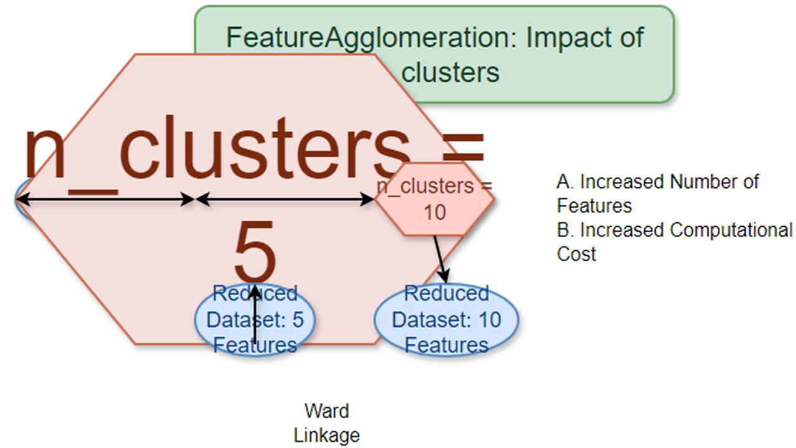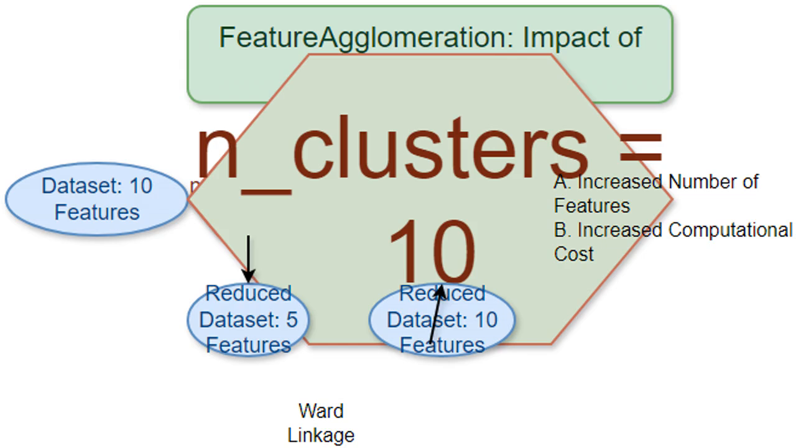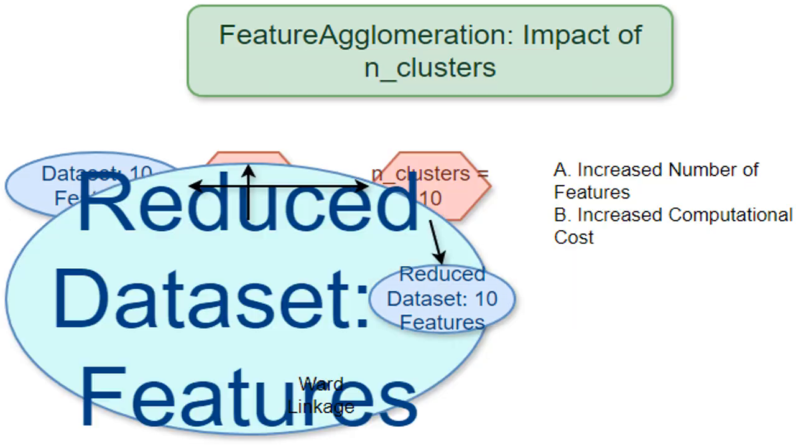I set the number of groups, clusters, to 5. This means I'm aiming to reduce the number of features to 5 by merging similar ones. Now, I'm increasing the number of clusters to 10. This will result in more groups and a different way of combining features. With 5 clusters, I'll end up with a dataset that only has 5 features. I've effectively combined the original 10 into 5 representative features.